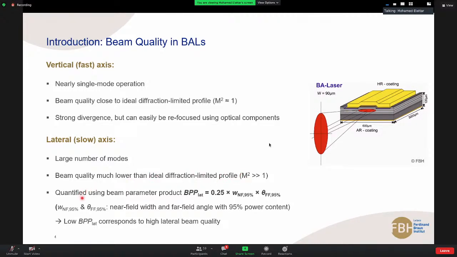Typically, the lateral beam quality is quantified using the beam parameter product, which is calculated as the product of 1/4 multiplied by the near field width and far field angle with 95% of the total optical power content. And just a note that a low beam parameter product corresponds to high lateral beam quality.